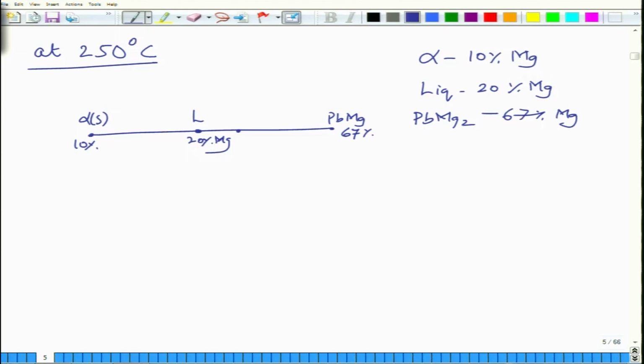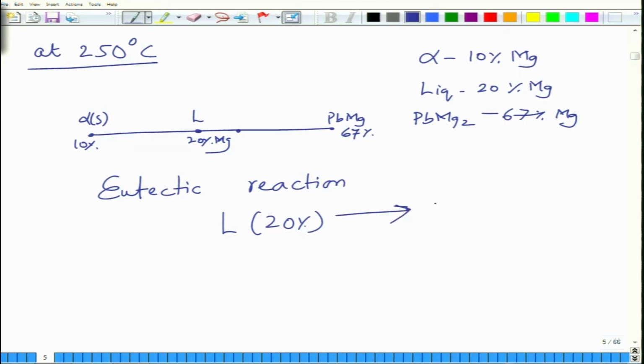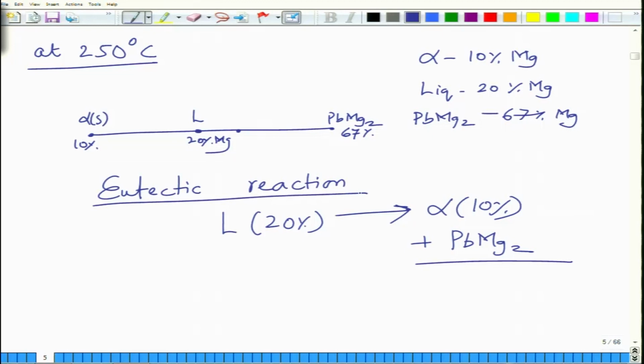So, this again seems to be a eutectic reaction, where liquid of composition 20% transforms into alpha phase of composition 10% plus PbMg2. Again, both of them are solid phases. So, again a eutectic reaction takes place.